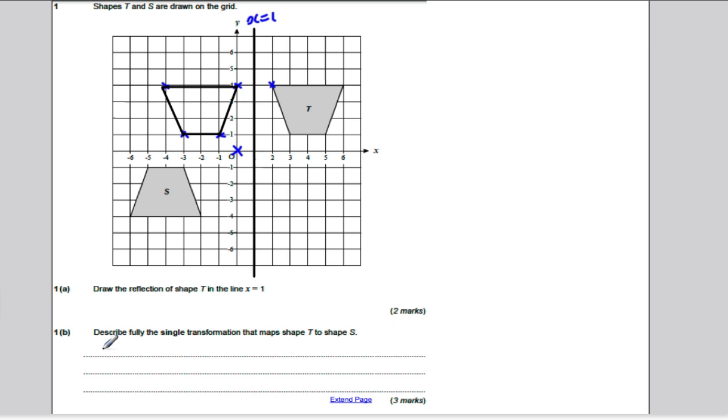So to describe the transformation, you've got to say the word, it's a rotation, and next you've got to say by how many degrees. So it's 180 degrees, and finally you've got to say what the centre of rotation is. So the centre is 0, 0.